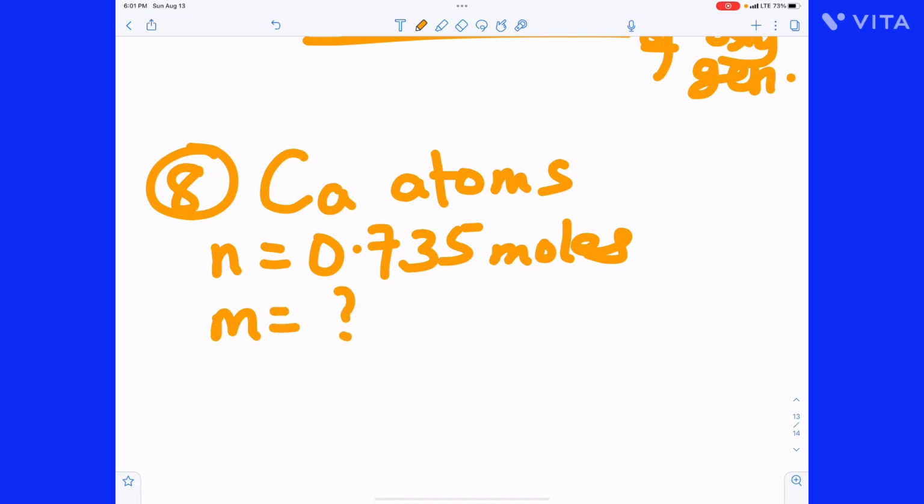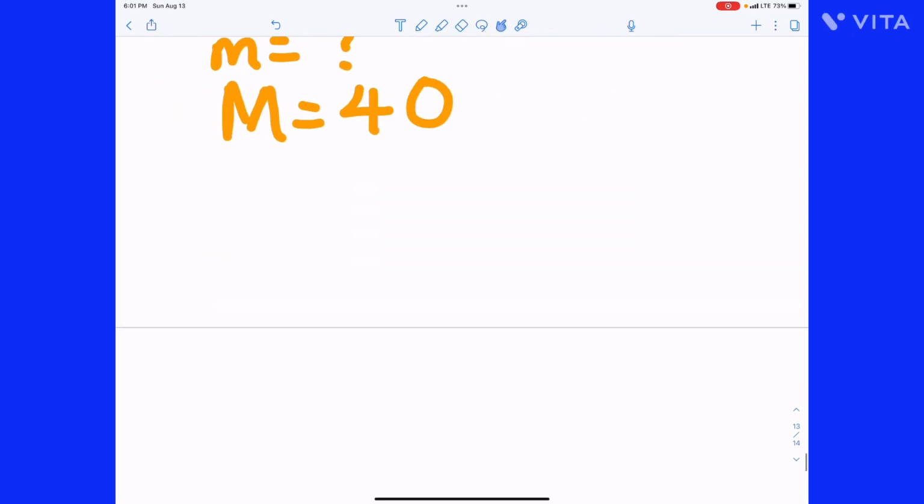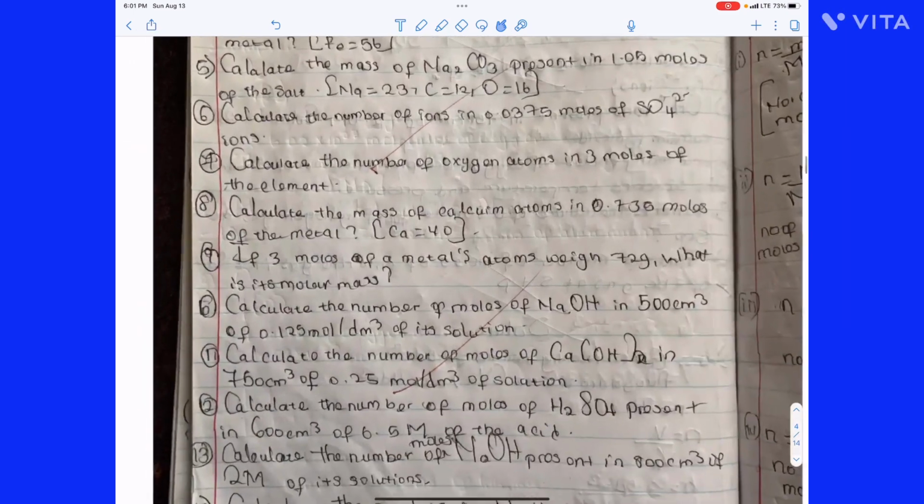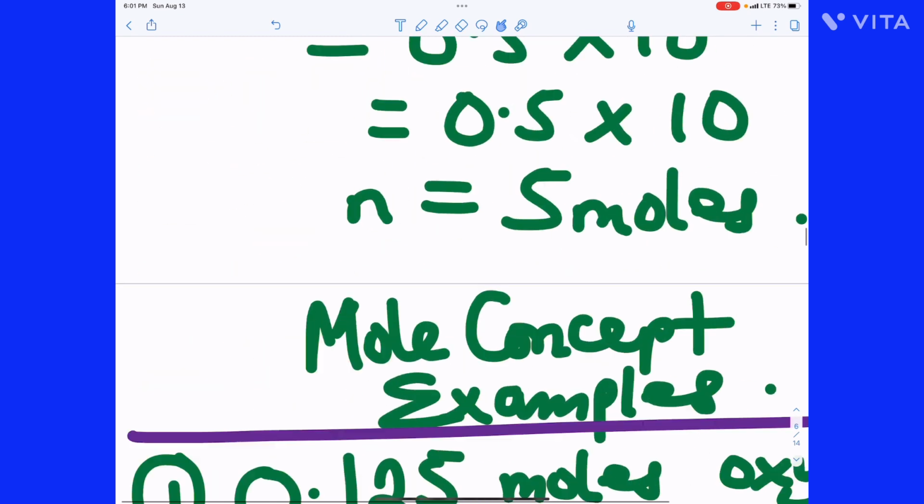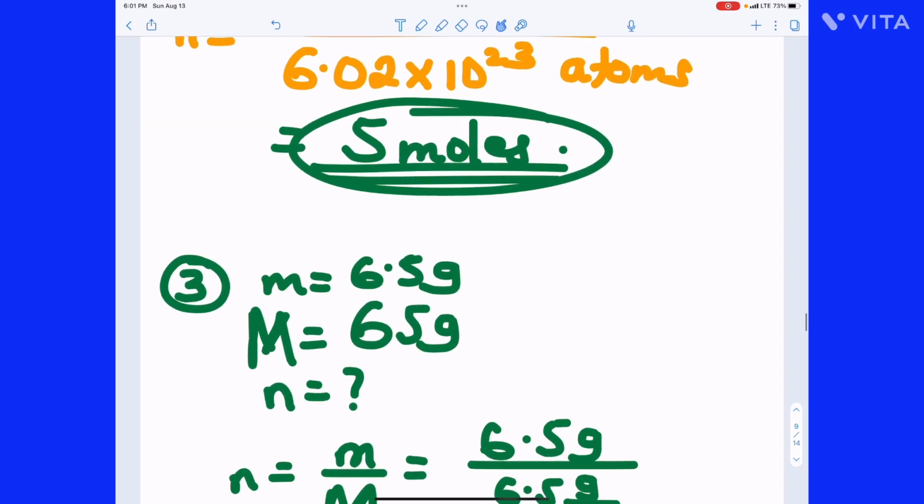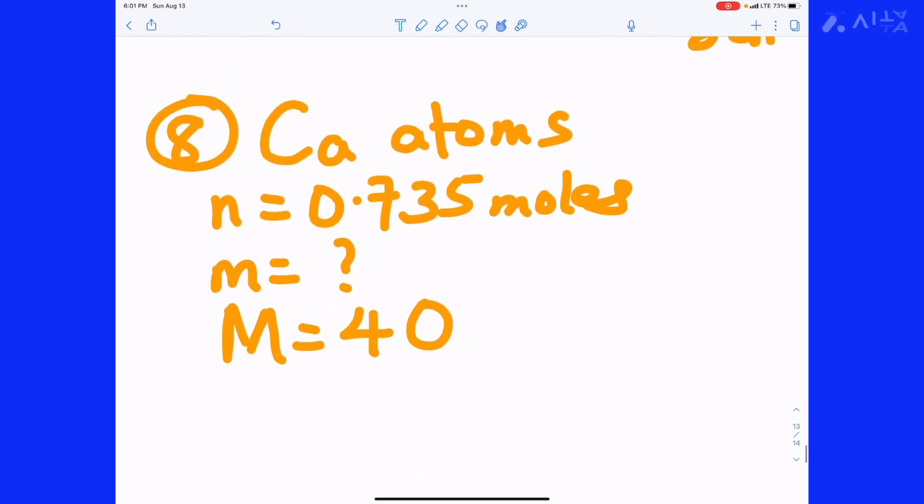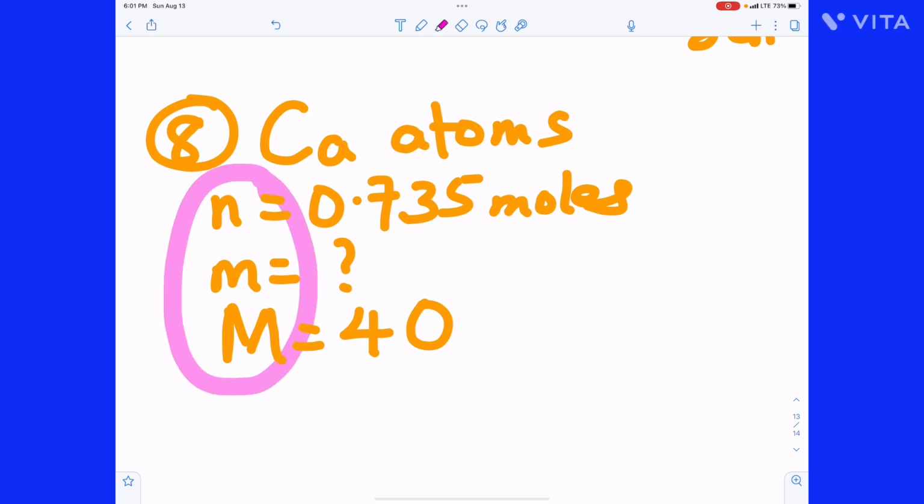We want the mass. Molar mass of calcium is 40. So that's very easy. Are we looking for number of atoms or mass? Number 8, calculate the mass. Okay, we are looking for mass. We don't have the reacting mass. So what formula connects number of mole, reacting mass, and molar mass?